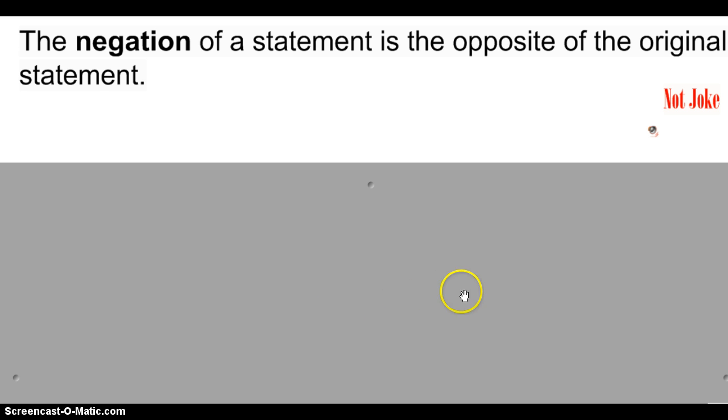Our third vocab word is a negation of a sentence. Really, this does not play a major role in this chapter, but you might see it somewhere. If you're negating something, you are simply doing the opposite of the original statement.